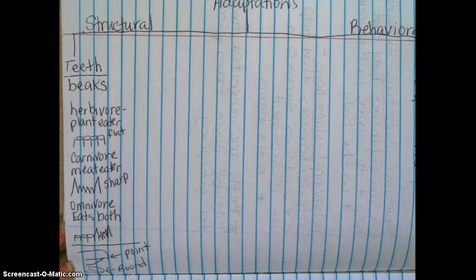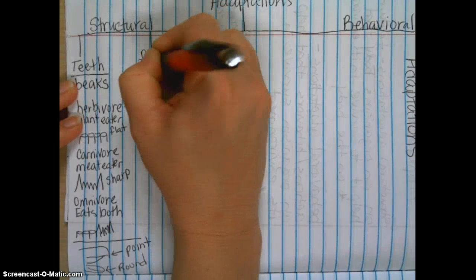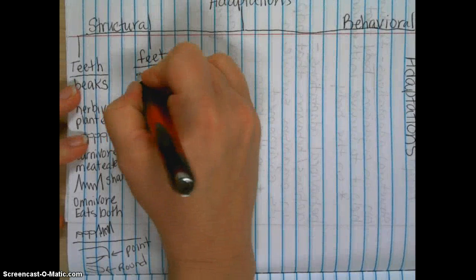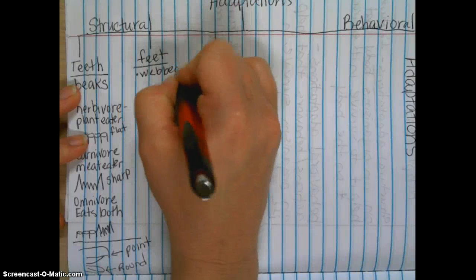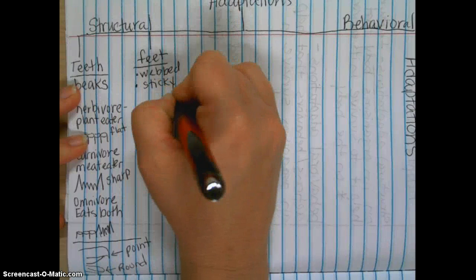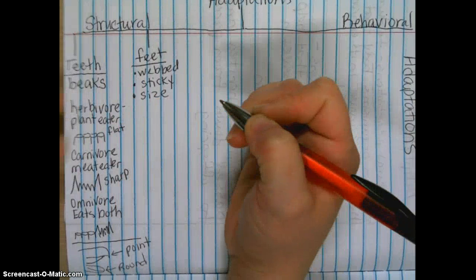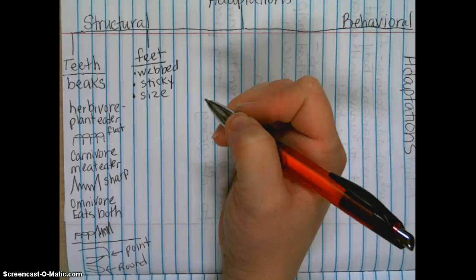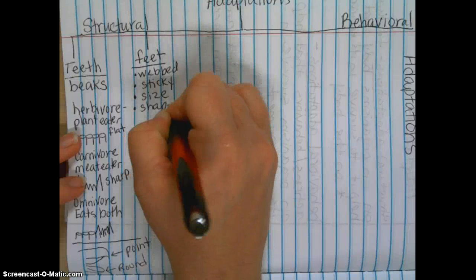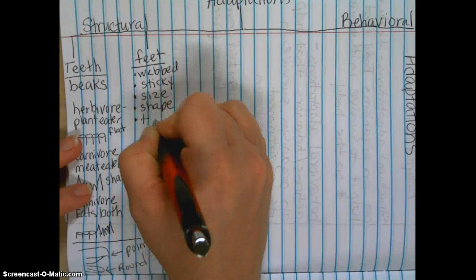A few other structural adaptations that are important. One would be feet. So an animal's feet can be specially adapted for their environment. They can be webbed like a duck. They could be sticky in order to help them climb. The size of their feet is sometimes important. There are certain kinds of animals that have big, large feet to help them from sinking into the snow. The shape of their feet. And if they have talons, like on birds, to help them snatch up their prey.